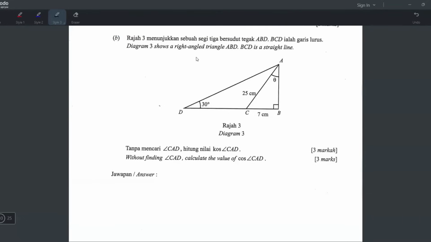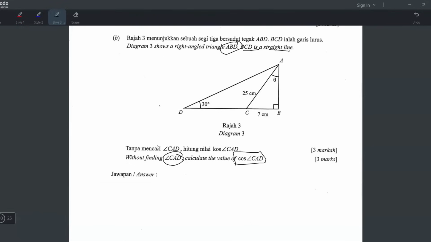Diagram 3 shows a right angle triangle ABD. Where is it? ABD. But ABC is also a right angle, right? Yeah, ABC is also a right angle. ABD is also a right angle. And then they say BCD is a straight line. Where? BCD. Oh, this one. Understand? Without finding the angle CAD, calculate the value of cos CAD.